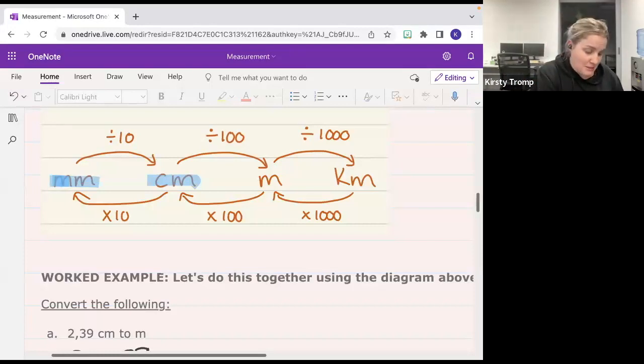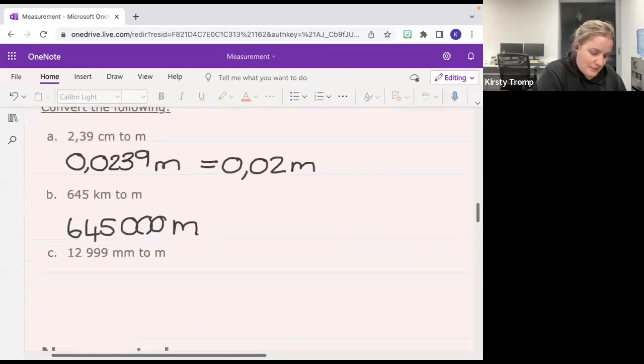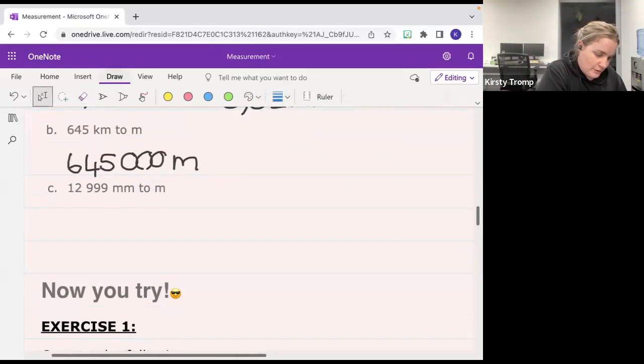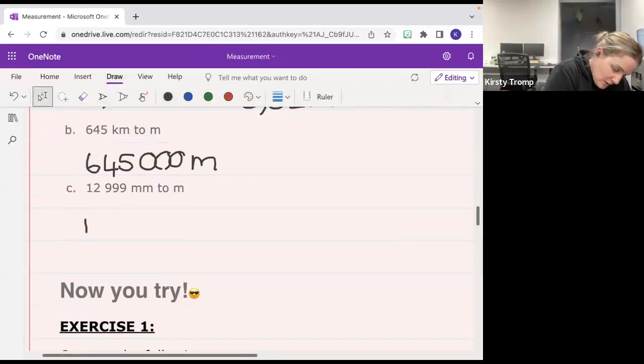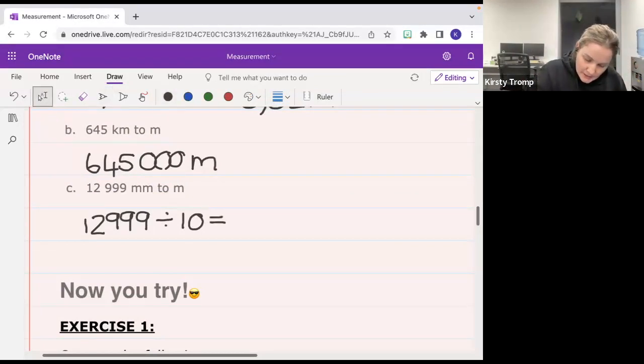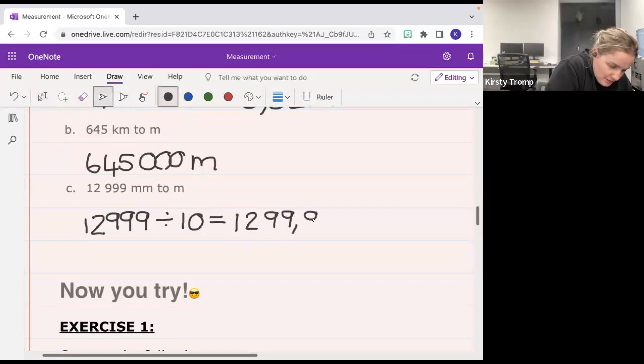So I'm going to go millimeters to centimeters first. So I know I need to divide by 10. So here we go: 12,999 divided by 10 will give me, on my calculator, 1,299.9, and that gives me centimeters.